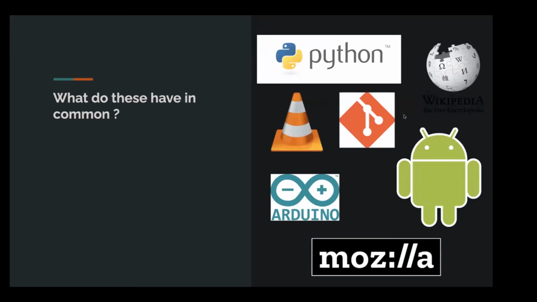Okay. So what do you think these things have in common: Python, Wikipedia, VLC, Git, Android? What do you guys think they have in common? Let's make it a bit interactive. Are participants allowed to switch on their mic? Okay, chat. Yeah, they can. These are all open source. These are all open source.